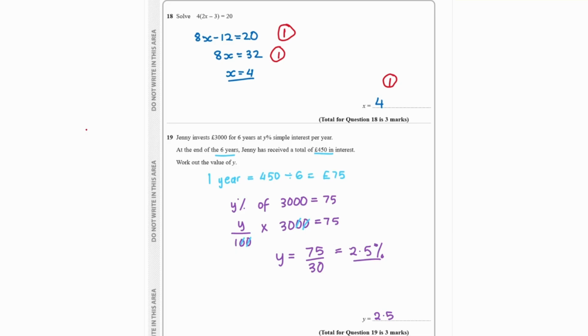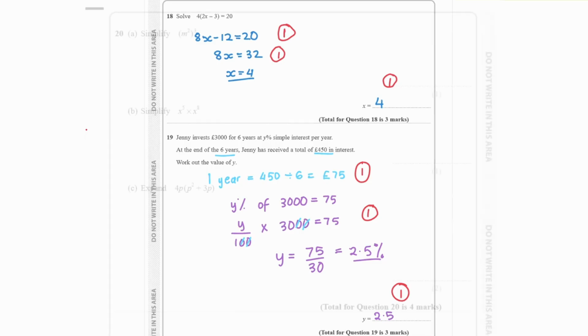This was a 3-mark question. The first mark would be given for recognizing how much she gets in simple interest per year. The second mark for correctly using a method to find y using simple interest, and a third mark for a correct final answer of 2.5.